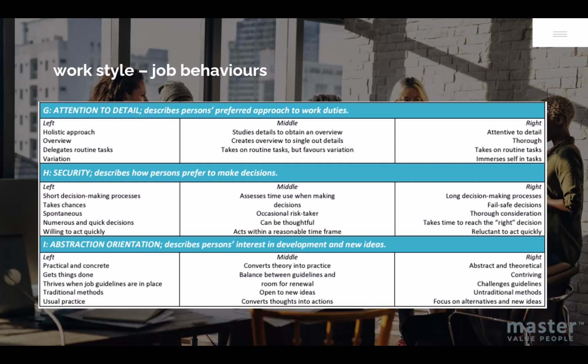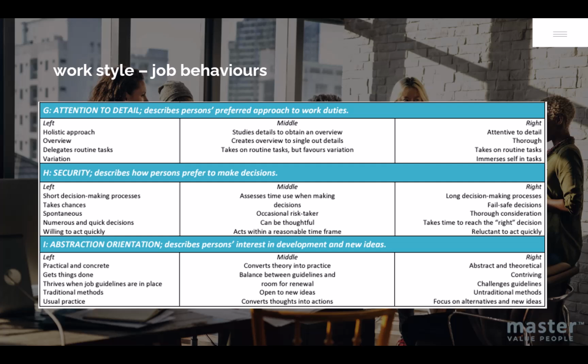On the other side, we have a person with a long decision-making process. They fail-safe their decisions by double-checking and triple-checking. They thoroughly consider all options. They take their time to find the right decision and are reluctant to act quickly.